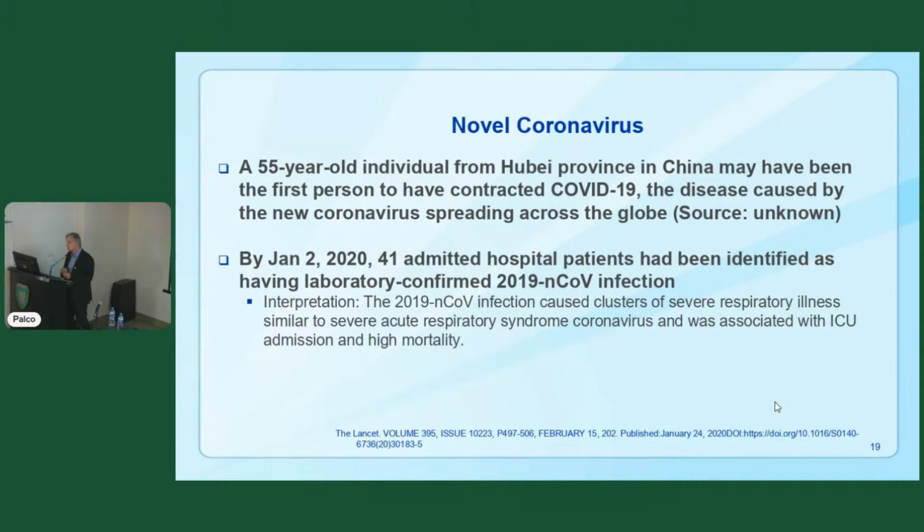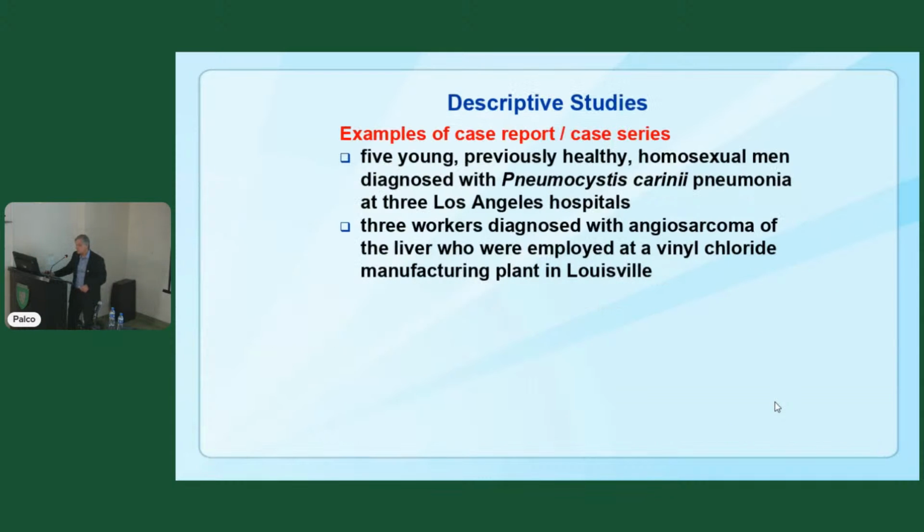By January 2 of 2020, 41 admitted hospital patients had been identified as having a lab-confirmed 2019 nCoV infection. Because at that point, they had already found a way to use the DNA and create a new test in China for that. So they could do a first series. They did a case, then a case series. This was 2020.